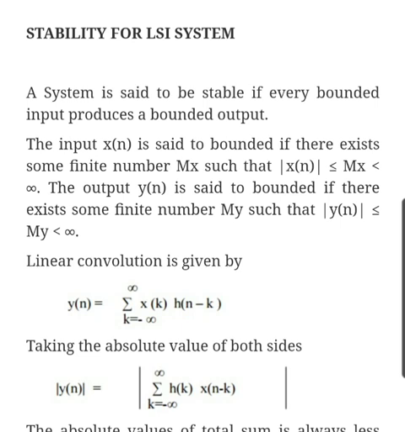Convolution can be computed, and there are three different methods used for the computation of linear convolution: the graphical method, using the mathematical equation of convolution, the tabulation method, and the multiplication method.